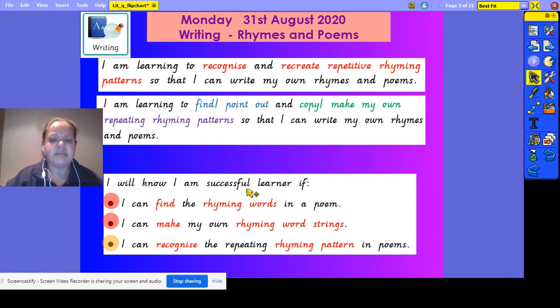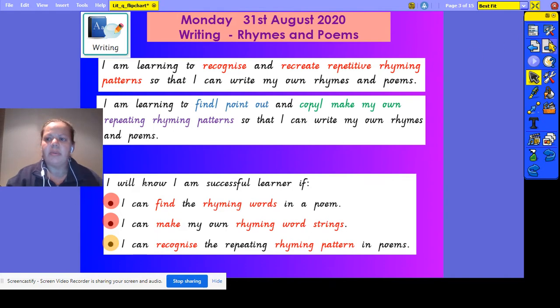I will know I'm a successful learner if I can find the rhyming words in poems. So that's what we're going to do first. We're going to read some poems and find the rhyming words. And if we can make our own rhyming word strings like we did this morning, we're going to use that throughout the weeks when we write our own poems. And then if you can recognize the repeating rhyming pattern or the repetitive pattern in the poem. So that is our orange dot this morning. That is an extra little challenge that you can try.